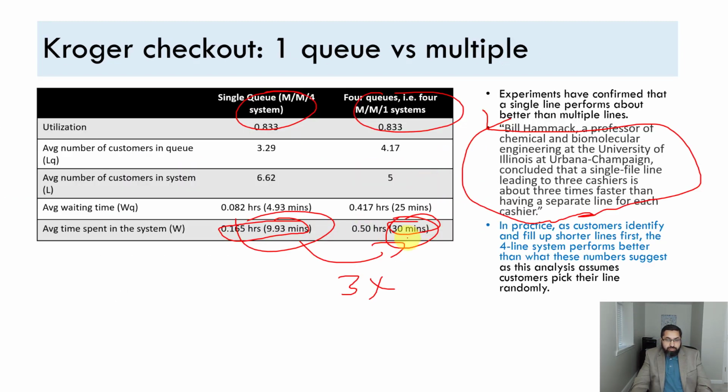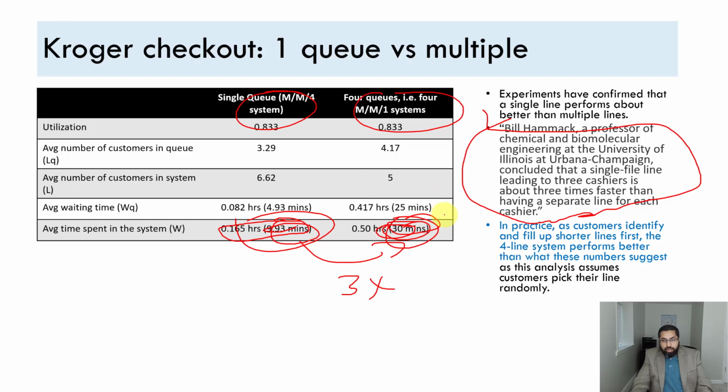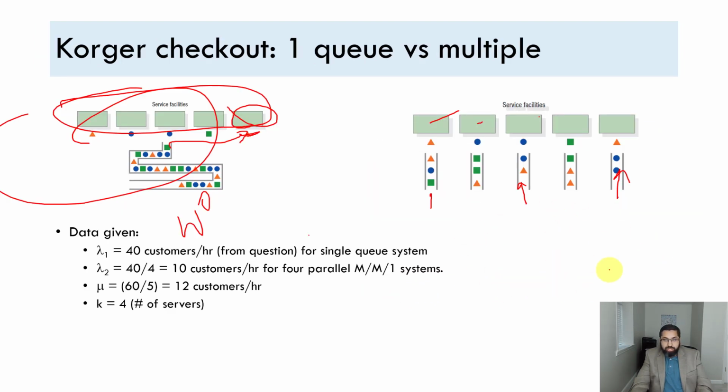So in real life, it's maybe less than 30 minutes, not too much less, still going to be more than 10 minutes for sure, but maybe a little bit less than 30 minutes because people will save some time by picking the lane smartly instead of randomly. And the other reason the total time in real life may be a little bit better than what the calculation is showing is that people might switch lanes.